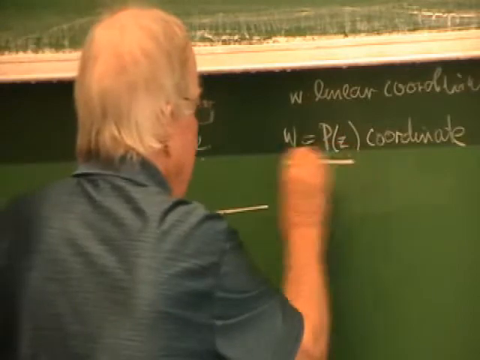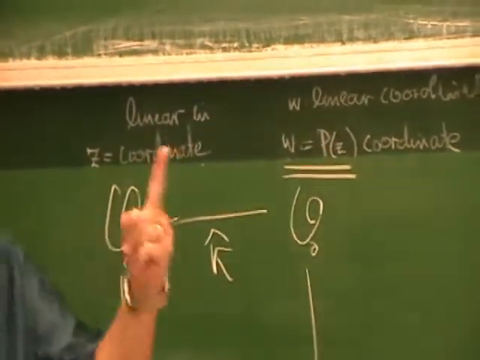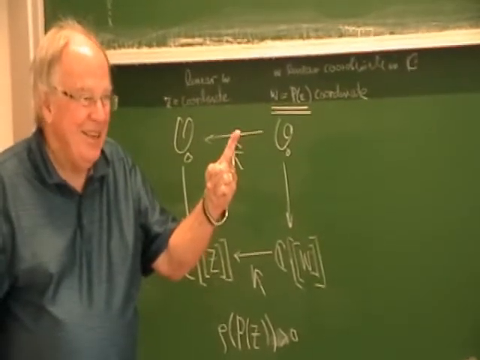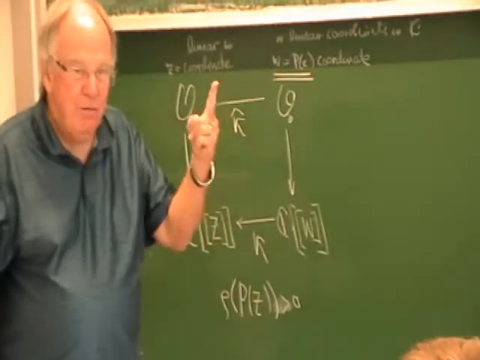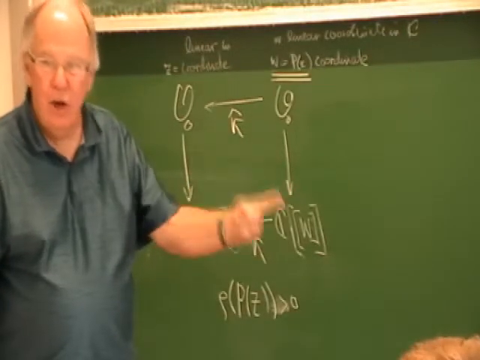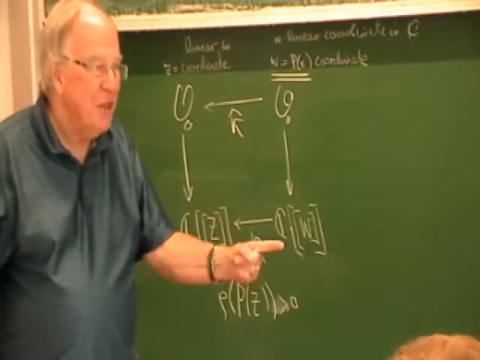This mapping, W equals P of Z. This is the point. Almost all of my life, I have been confused by classical mathematicians who talk about change of coordinates.